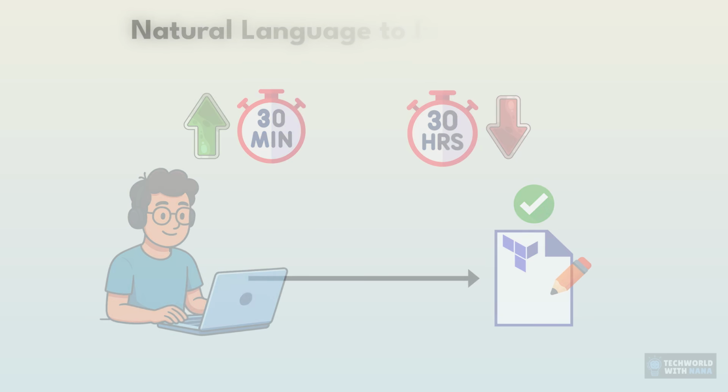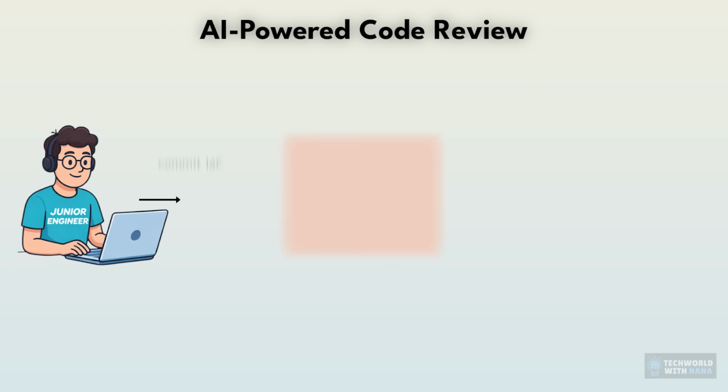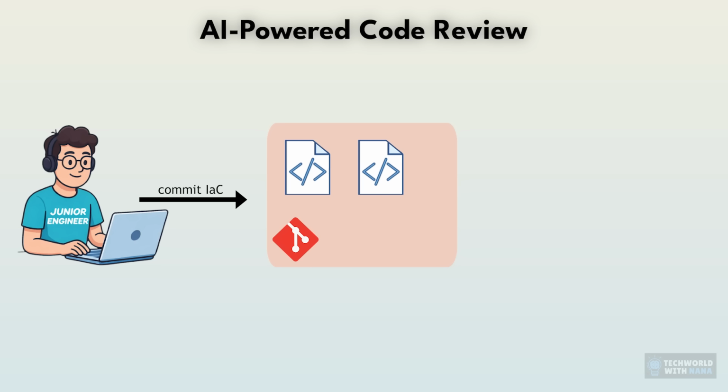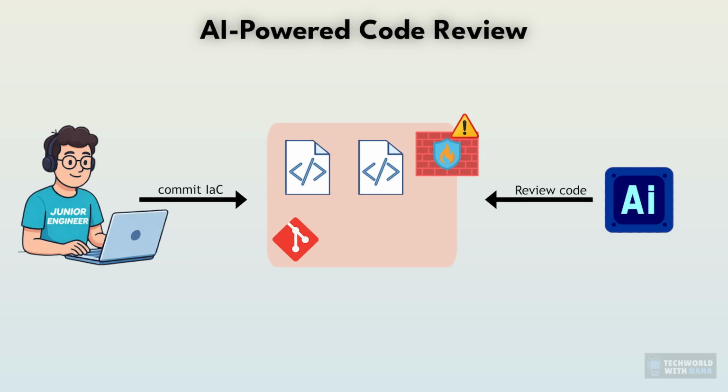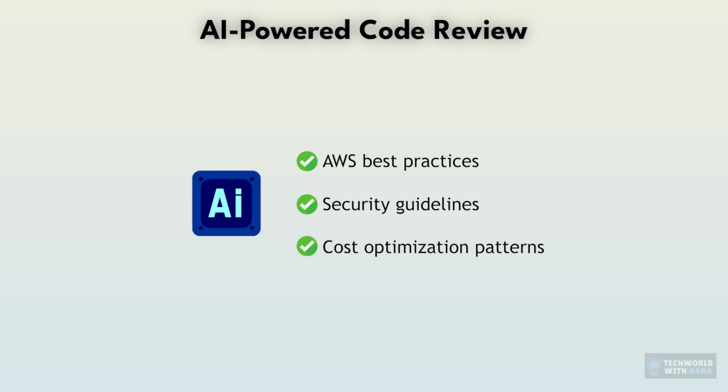You can also create AI automation for code reviews, right? Whenever a junior engineer commits something to the Git repository, you can have AI review the code and detect any security issues or any configuration issues and so on. So AI can actually catch issues before your teammates even look at the code. It will know the AWS best practices, security guidelines, cost optimization patterns.